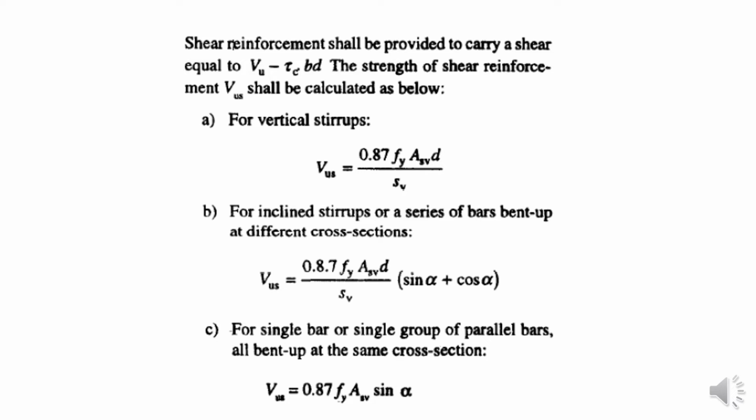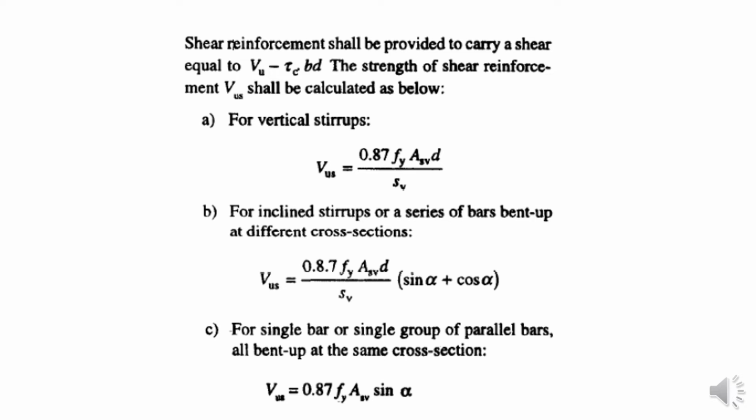For vertical stirrups we use this relation to find the shear strength: Vus is equal to 0.87 fy Asv into d divided by the spacing of stirrups. In case of inclined stirrups or a series of bars bent up at different cross sections, we use this formula to determine the Vus value: Vus is equal to 0.87 fy Asv into d divided by Sv into sin alpha plus cos alpha.